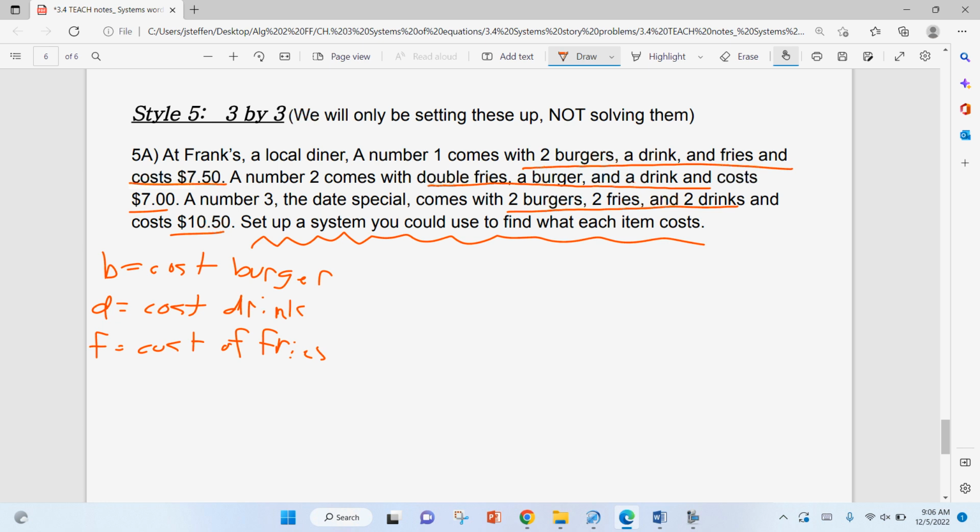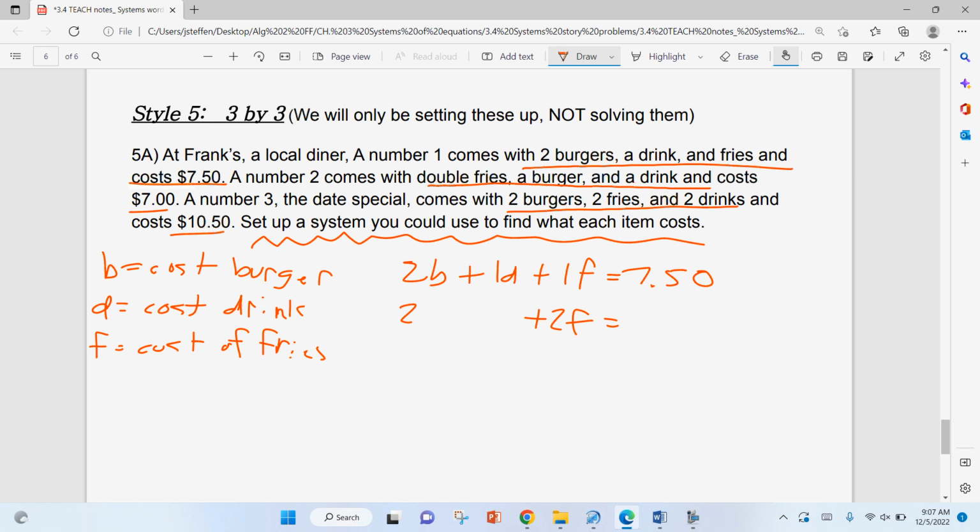So the number one, 2 burgers, 1 drink, 1 fry. 2 burgers, 1 drink, 1 fry is $7.50. Now, obviously, you don't have to put the 1D and the 1F in there. I just do it because you do the same thing with all of them, so it's nice to think of it that way. The number 2 comes double fries. Whoops, so double fries is over here.